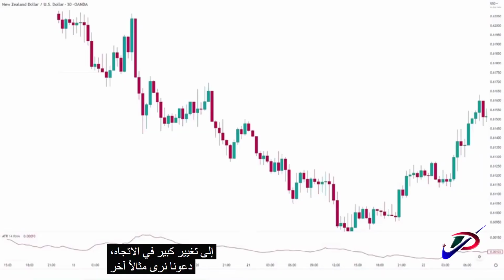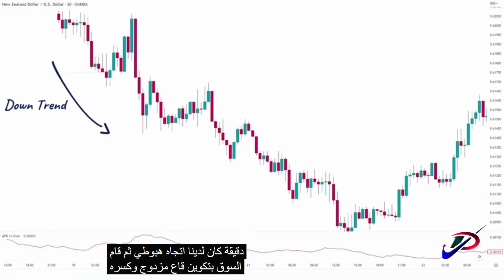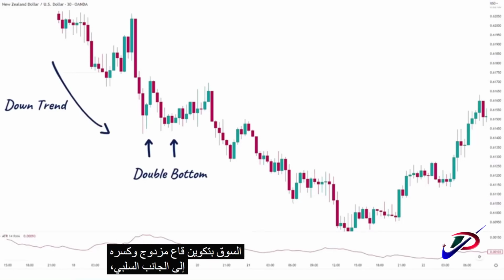Let's see another example. Here on the New Zealand dollar 30 minutes, we had a downtrend, and then the market made a double bottom and broke it to the downside.